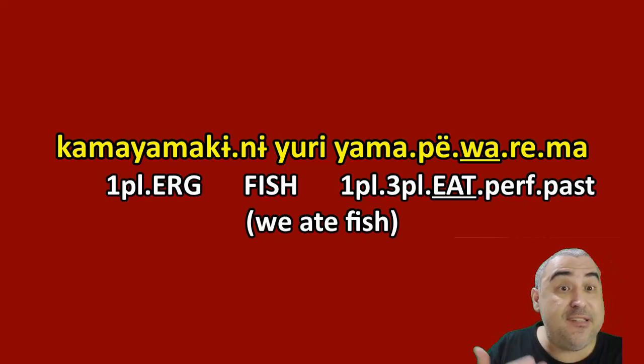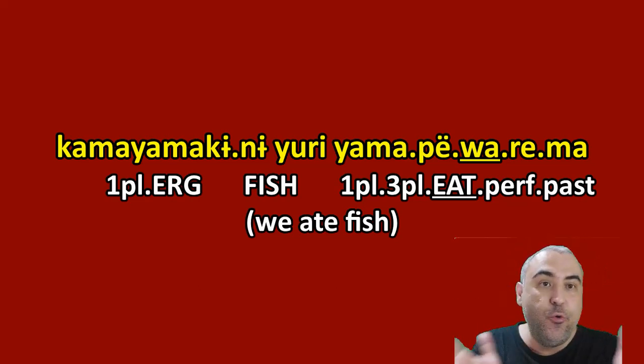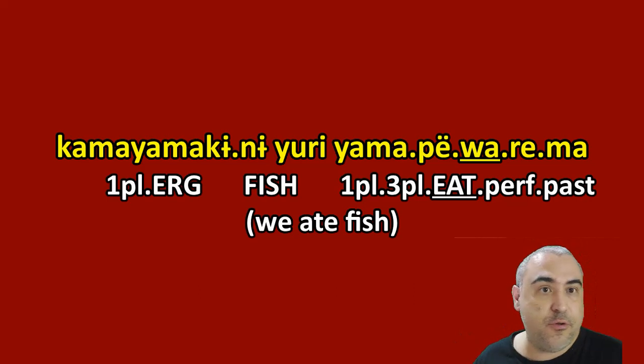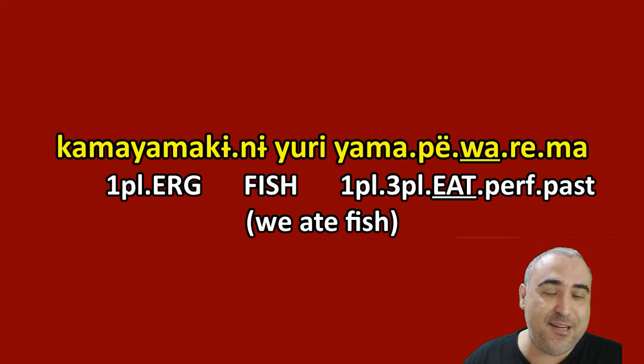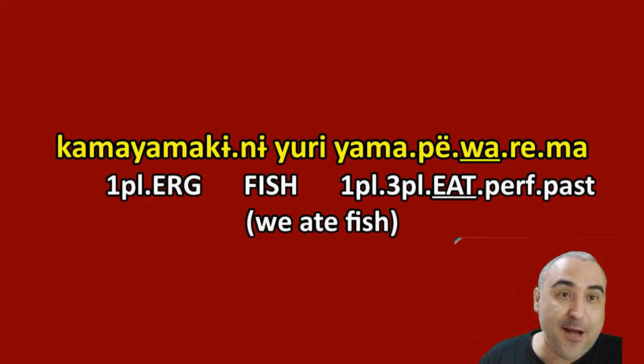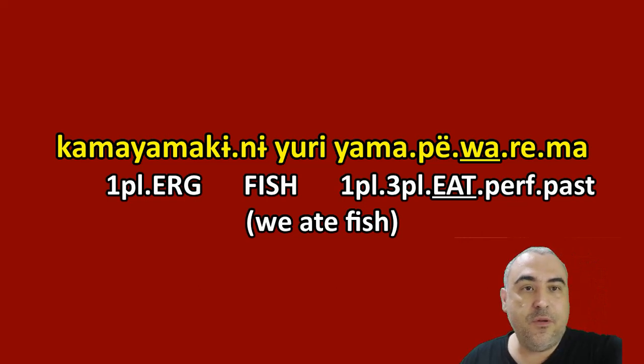So we know that fish is plural because of the verb, the p there between the yama and the wa indicates that the object of the verb is plural, because the noun itself does not mark plural directly. Yuri is one fish or two fish or 1,000 fish. Actually, even in English, fish doesn't change for plural, right? But most nouns do. In Yanomama, that's not the case. We don't have that distinction.